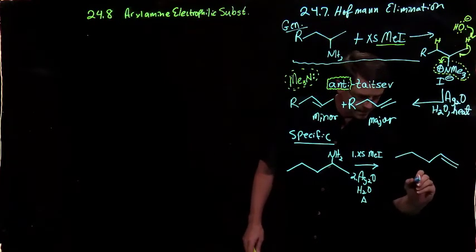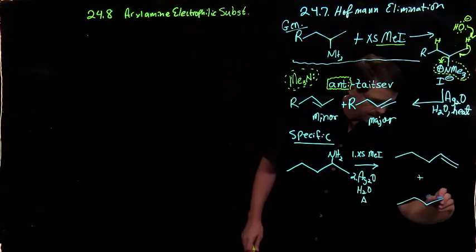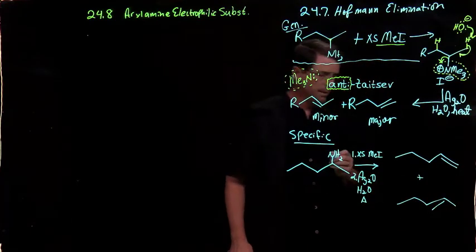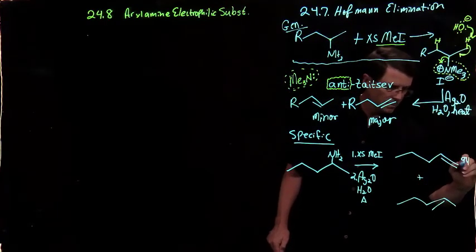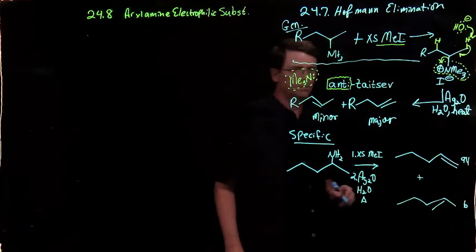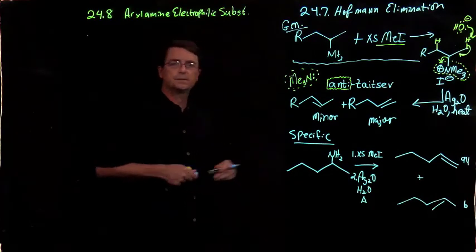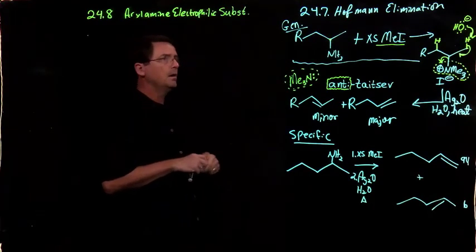The less substituted and the more substituted alkene. These are produced in a 94:6 ratio. All right, so that's section 24.7, the Hofmann elimination.